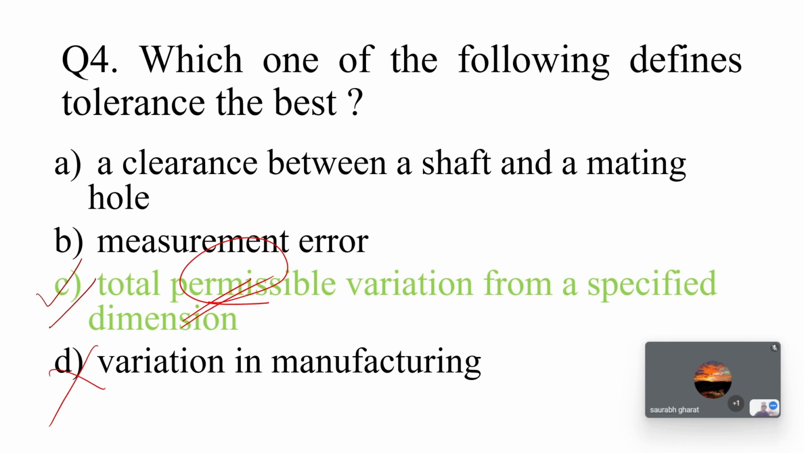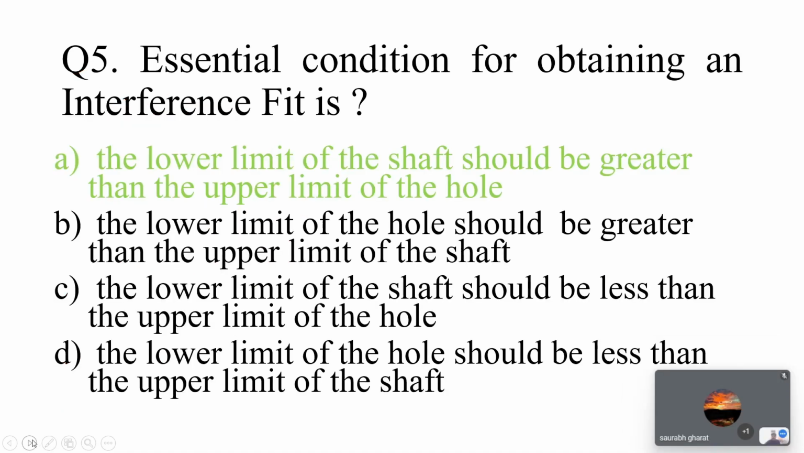Variation in manufacturing is not permissible. The permissible is called a tolerance. Measurement is again not. And the clearance between shaft and mating hole is not called tolerance, it's called fit. It is a different concept. So it is not tolerance, it's actually allowance. This is tolerance. So for tolerance, this is the only correct answer.